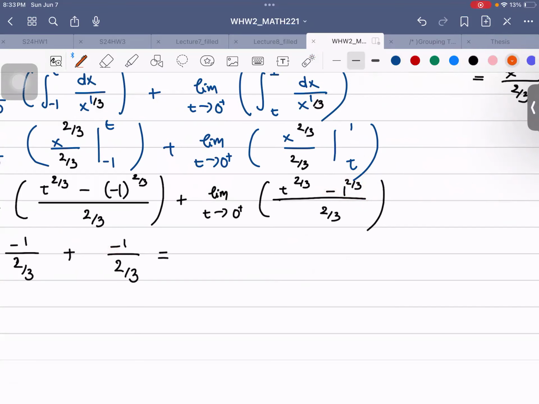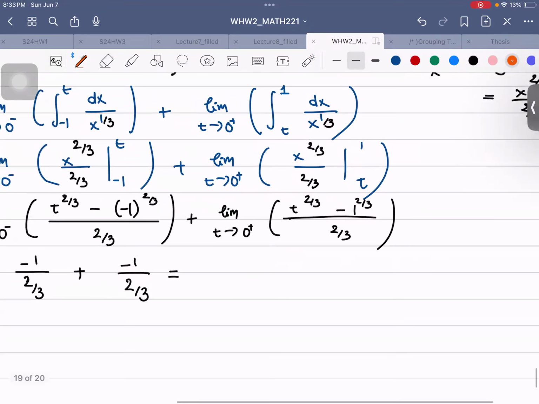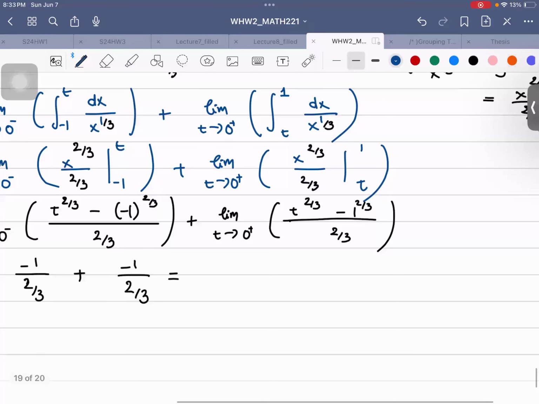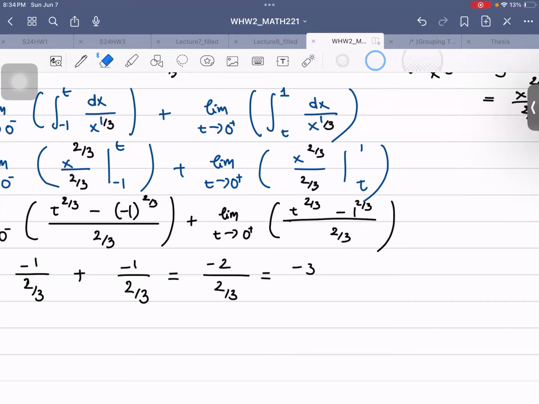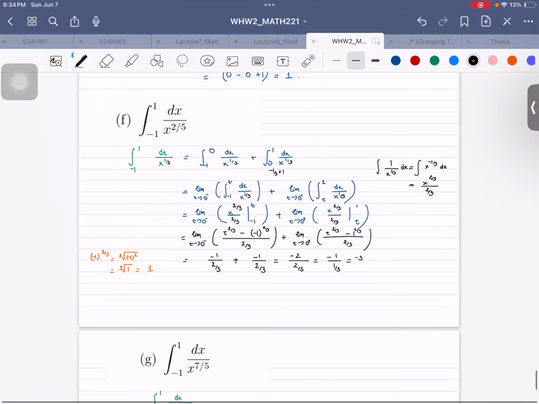So over here, you combine these two things. You have negative 2 divided by 2/3. So we have negative 3 at the end. Okay, let me be more precise. You have 1 divided by 1/3, so you have negative 3. Okay, the 2 cancels out.